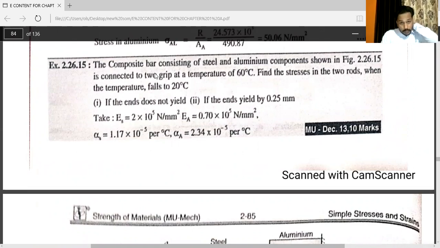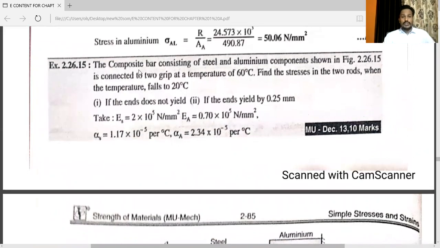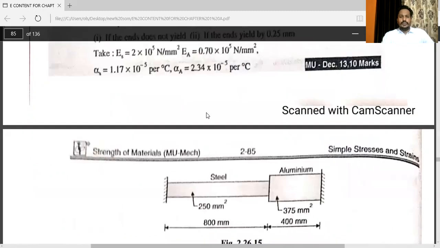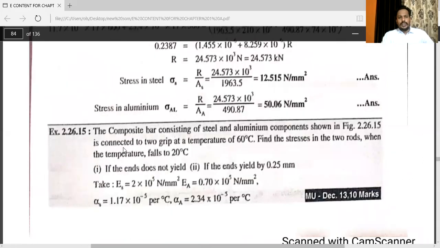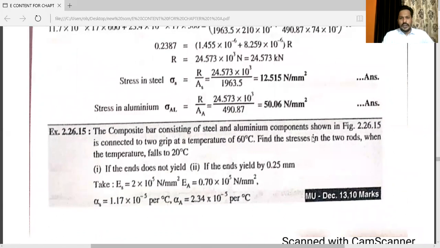Very important chapter. Another problem: the composite bar consisting of steel and aluminum components shown in the figure. See, the figure is given. It is connected to two grips at a temperature of 60 degrees Celsius. Find the stresses in the two rods when the temperature falls to 20 degrees Celsius. Conditions are given: if the ends do not yield, and the other condition, if the ends yield by 0.25 mm.